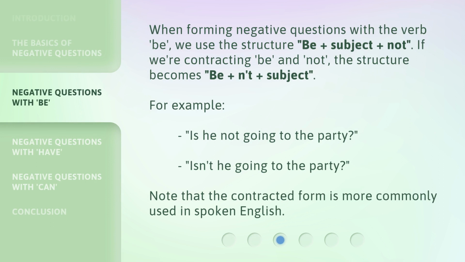When forming negative questions with the verb be, we use the structure be plus subject plus not. If we're contracting be and not, the structure becomes be plus n't plus subject. For example, "Is he not going to the party?" "Isn't he going to the party?" Note that the contracted form is more commonly used in spoken English.